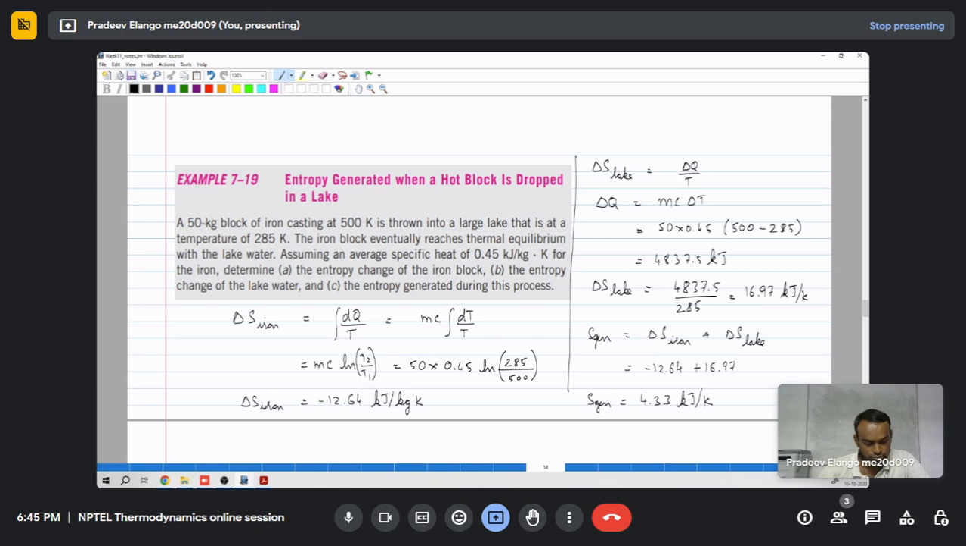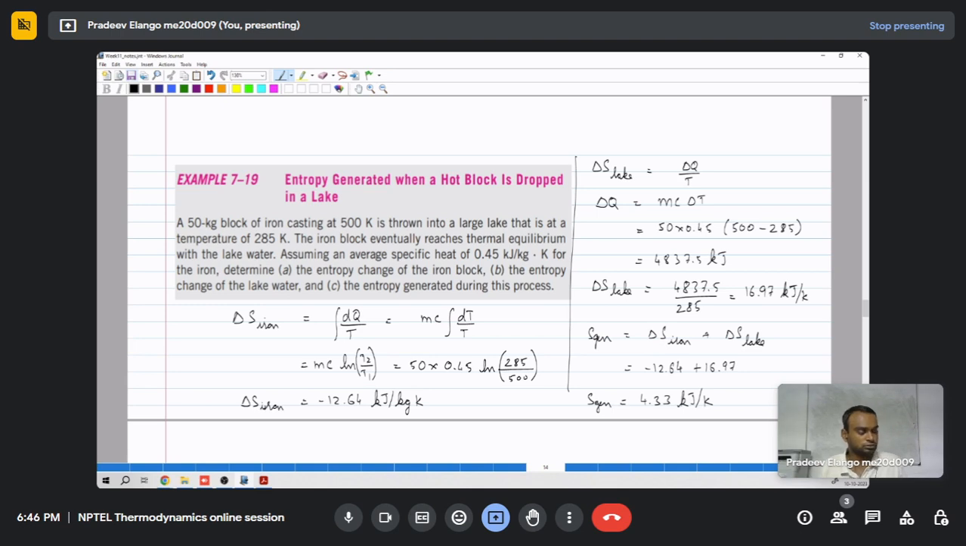Sir, before and after, does entropy always increase? For the entire universe the entropy will increase, but for any particular process the entropy can decrease. For example, here the iron block was at 500 Kelvin, and if you look at only the iron block, after it has been put in the lake, it has cooled down. So as far as the iron block alone is considered, the entropy is decreasing. But the lake entropy has increased because of the heat transfer from the iron block to the lake. In total, the total entropy will keep increasing for real cases. But for an individual process and the individual mass or system, the entropy can decrease.